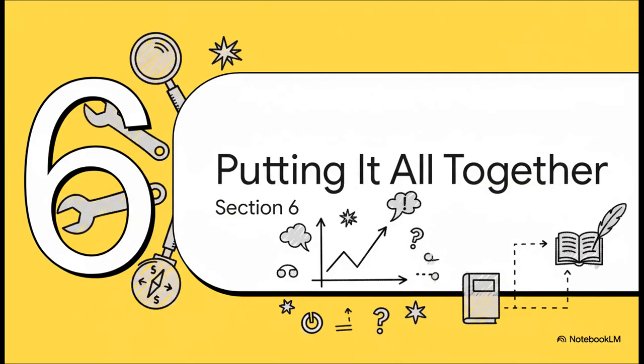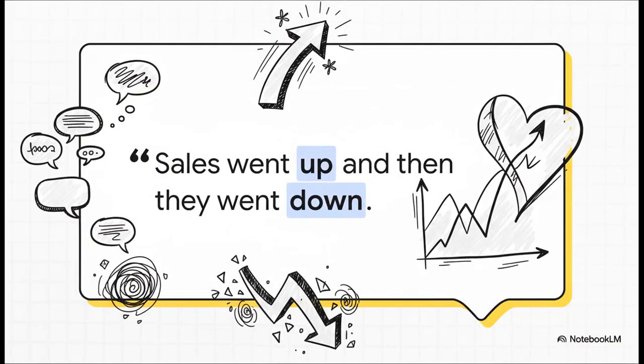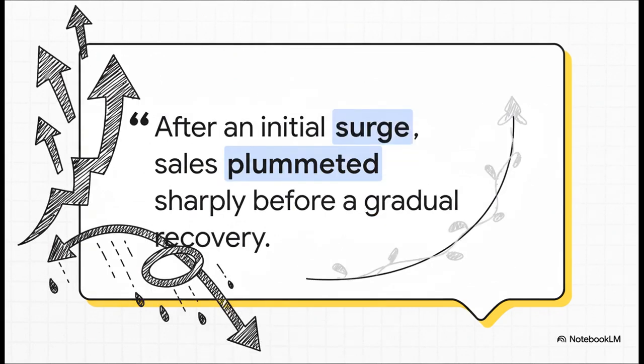Okay, this is the moment we've been waiting for. This is the payoff. We've built our toolkit of verbs, adjectives, and adverbs. Now let's go back to that graph from the very beginning and use what we've learned to totally transform our description. So here's where we started. Sales went up, and then they went down. I mean, it's true. It's also completely uninspired and totally uninformative. It gives us zero sense of the drama that's happening inside that data.